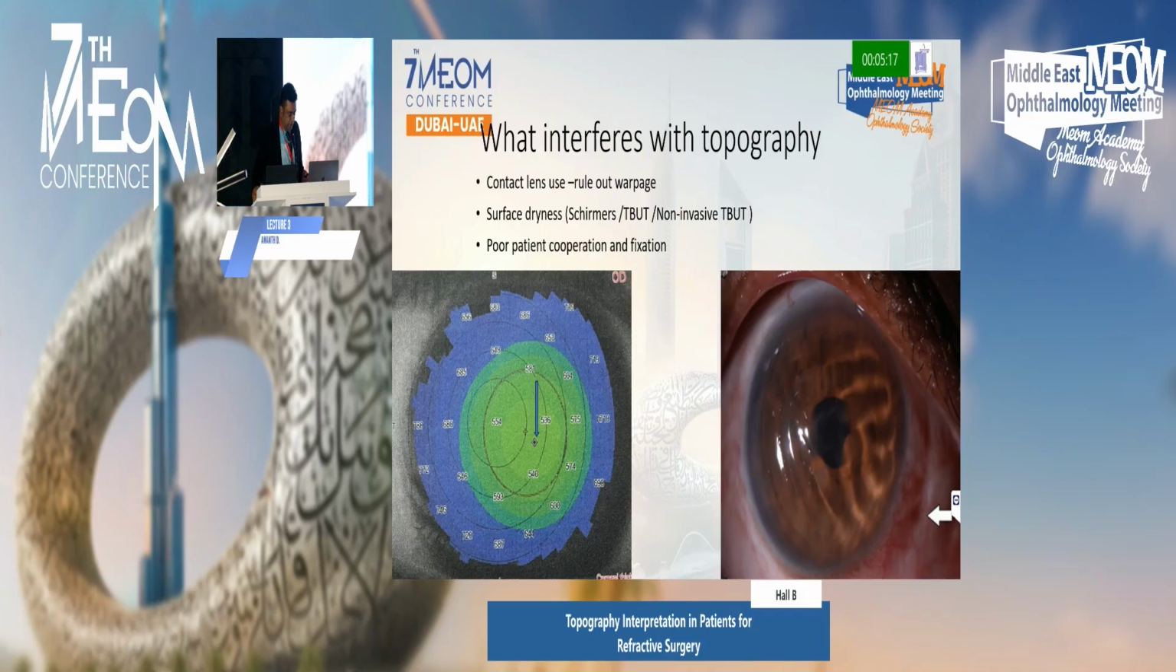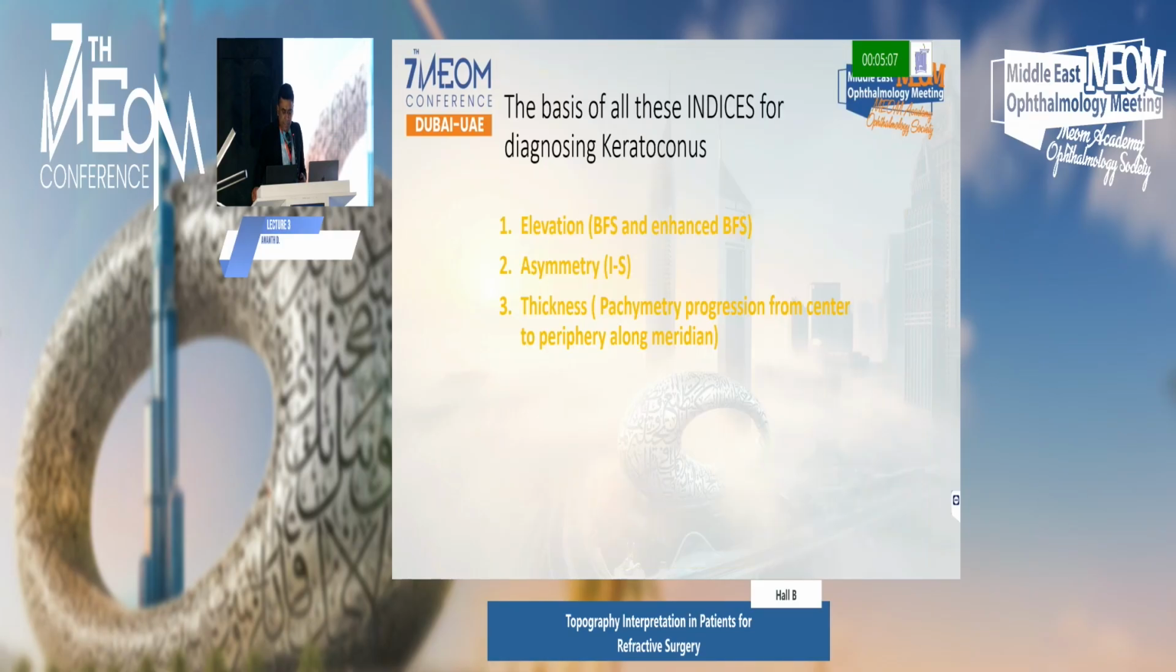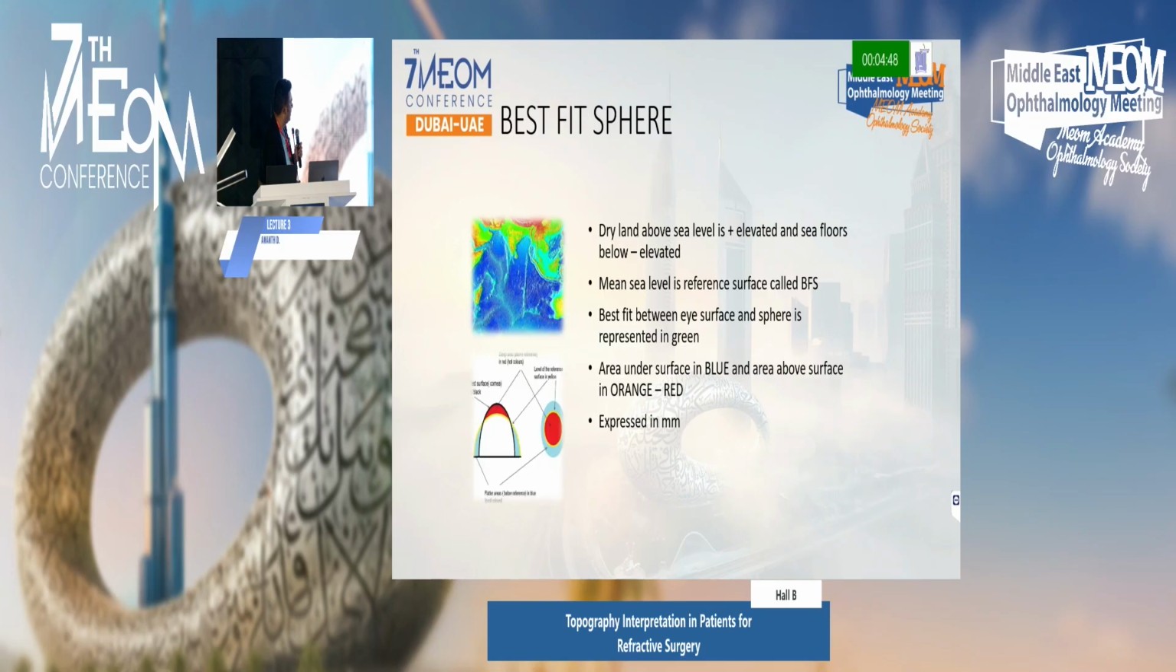The fixation is very, very important. Now, we have seen the evolution of topographies over the years, from Orbscan to Cirrus Plus to Pentacam. All the topographies are based on these three parameters. We are considering the elevation, we are taking the asymmetry into consideration, and the pachymetry. The basis is how far the thickness varies from the periphery to the center, which gives the indices.